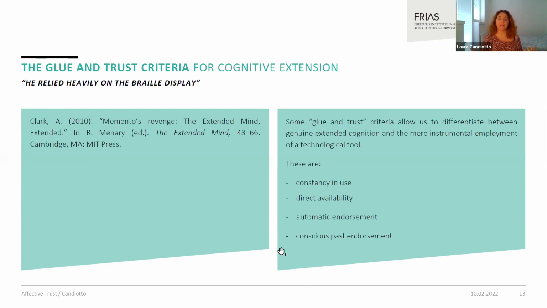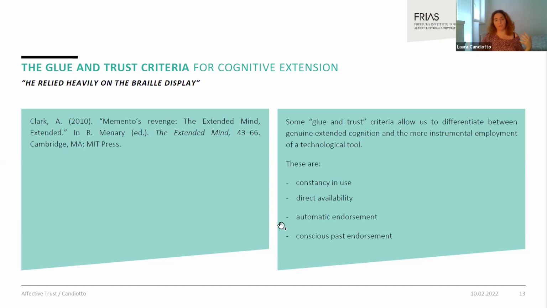So Clark was looking for some criteria that can help for differentiating between standard and usual ways of employing external tools, and situations in which these tools become part of an extended cognitive system. And it says that some glue and trust criteria are necessary, and these are listed here.